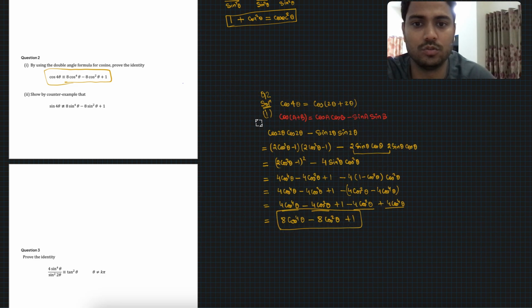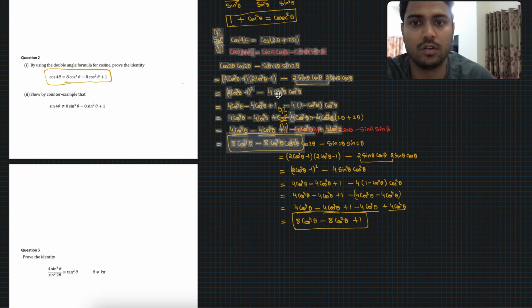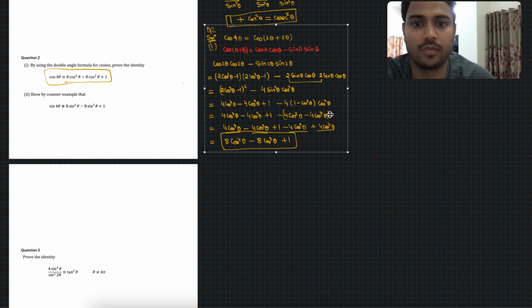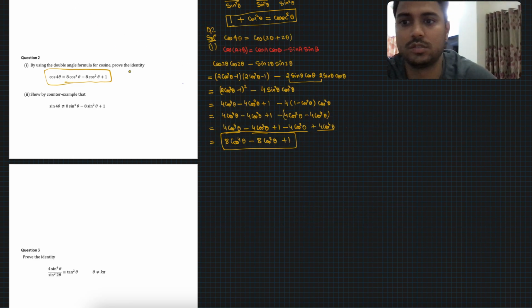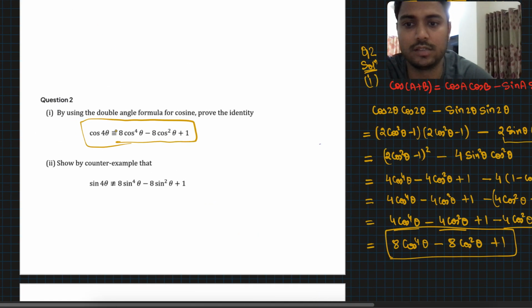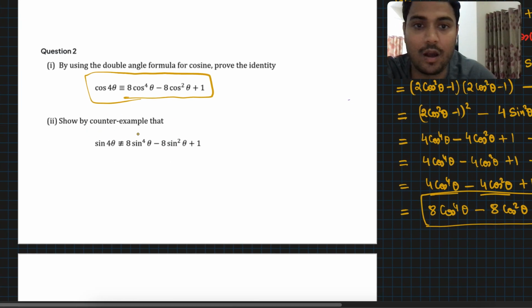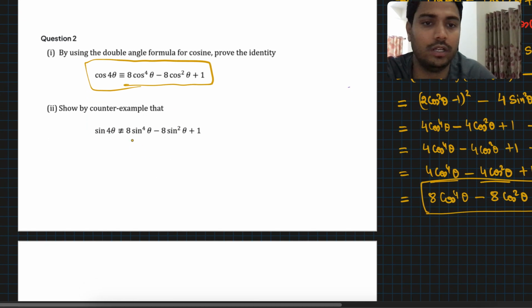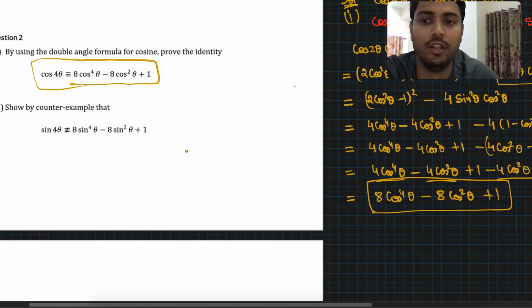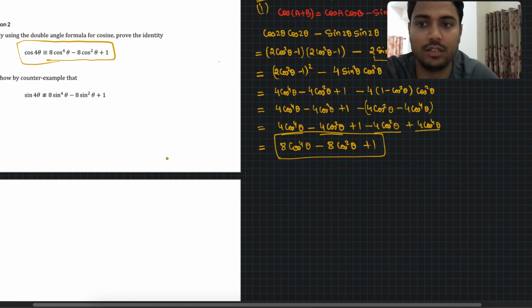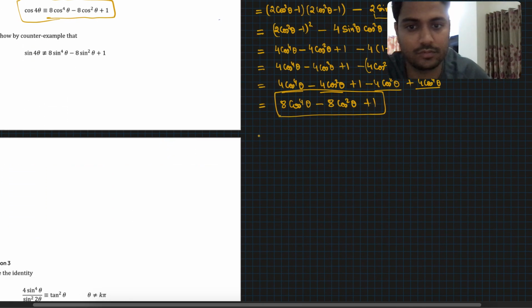This is question 2, and yeah, this was the first part. Second part is, show by counter example that sine 4 theta is not equivalent to 8 sine 4 theta minus 8 sine square theta plus 1. So here we have to apply the double angle formula for sine. So let's check.